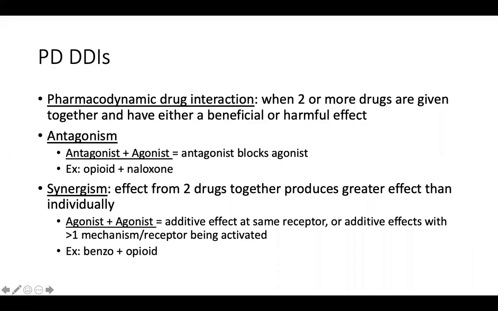All right, so these are pharmacodynamic drug-drug interactions. So that's when 2 or more drugs are given together and either have a beneficial or harmful effect. And so we see this with antagonism or synergism, for example. So antagonism, we might see an antagonist and an agonist. And in this case, the antagonist usually is what blocks the agonist. An example of that would be an opioid and naloxone.